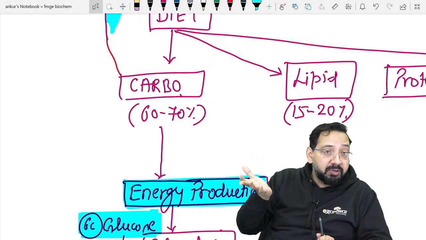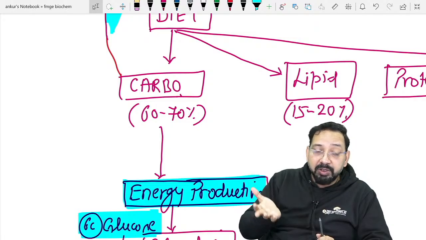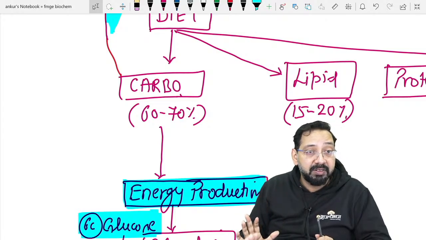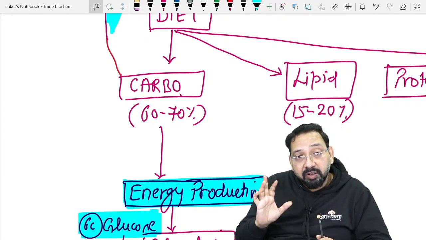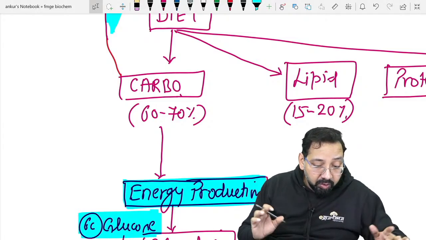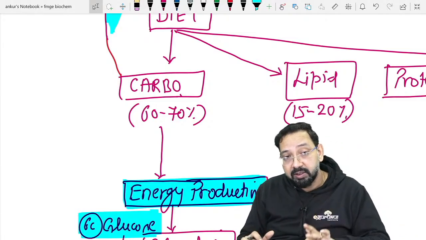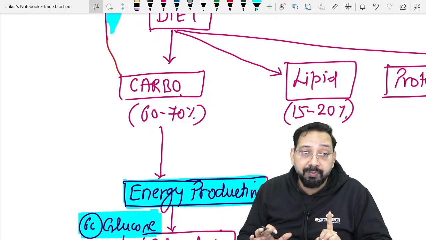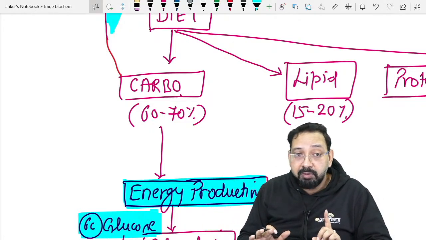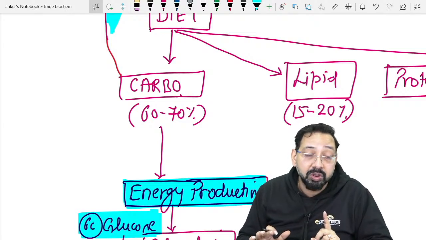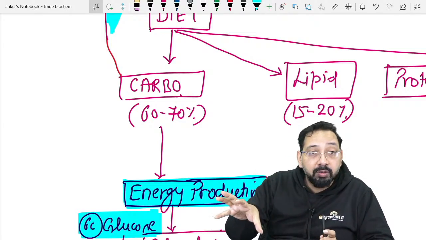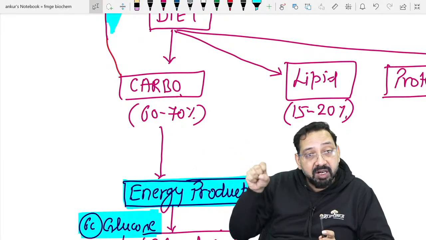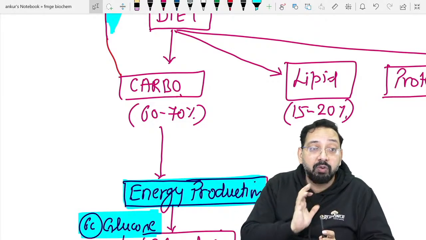But we know that should not happen. If blood glucose increases more than a particular limit, you will say the patient has diabetes. So what is done? Liver is the main organ of metabolism. It is the responsibility of the liver to maintain blood glucose. When you took food and blood glucose increased, the liver will take this extra glucose and convert it into glycogen.